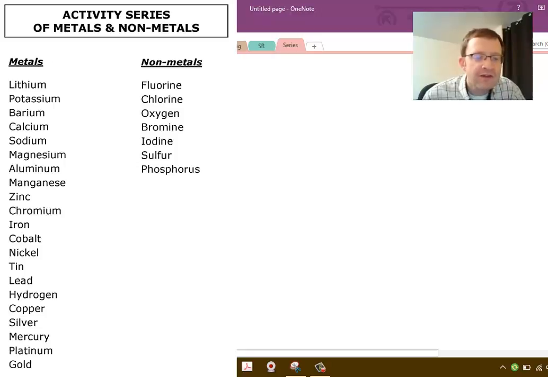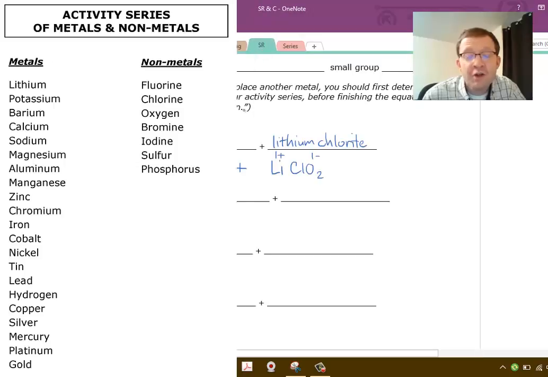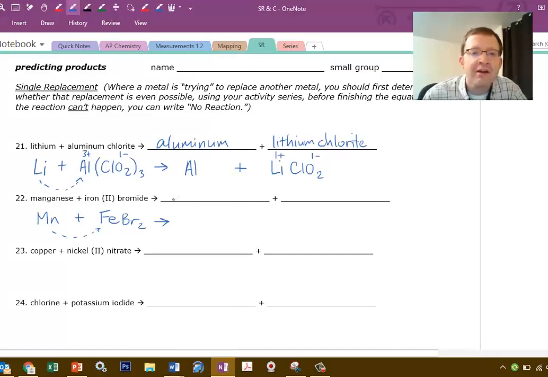Iron is down a ways. So yes, manganese can replace iron because it ranks above it. Iron couldn't replace manganese, but that's not what we have here. So yes, manganese will come and kick iron out. So I get an iron by itself. And manganese will take its place in the compound with the bromide.